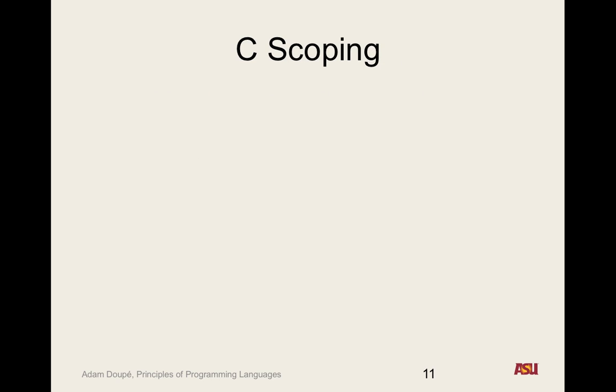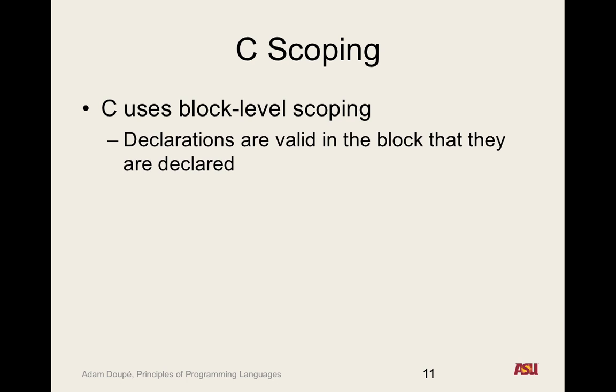As far as length goes, what's the C scoping rule? Anybody? Yeah. It's the open and closed braces within which it's declared. Yeah, so C does what's called block level scoping. Whenever you declare something, it's valid in between those braces that it's declared in.